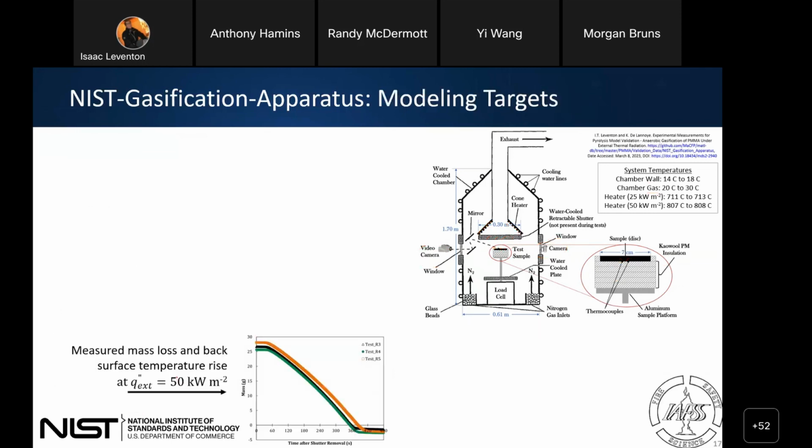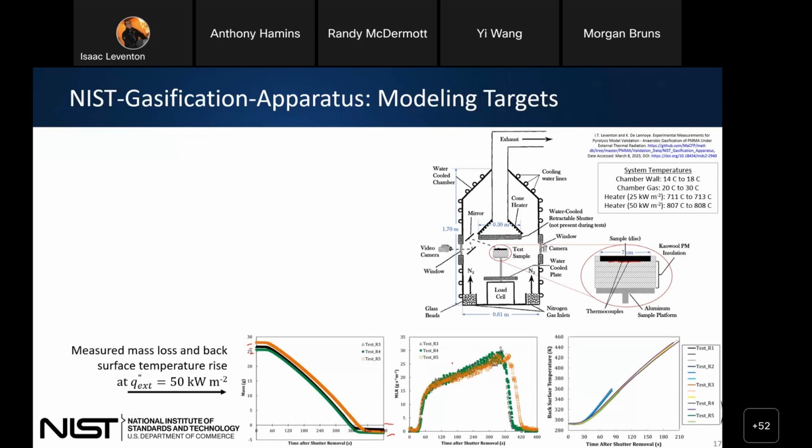I'm just going to focus on 50 kilowatt data for now, but we can look at measured sample mass in triplicate tests. You'll see the initial sample mass is here. We heat it, after about 60 seconds it begins to start gasifying, and we go down to negative masses because this is equal to the mass of the epoxy holding our sample to that back insulation. We can look at sample mass loss rate. We have back surface temperatures that arise here, again, 4 or 5 different tests that we have.